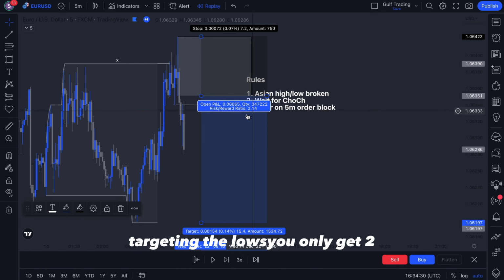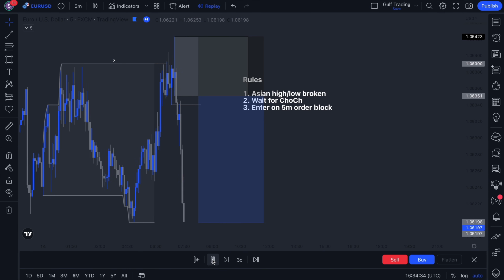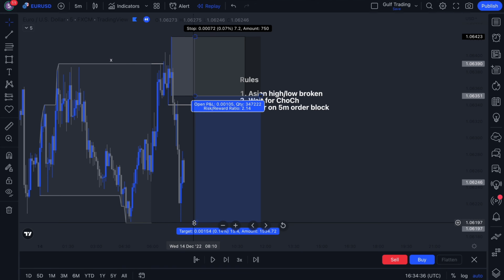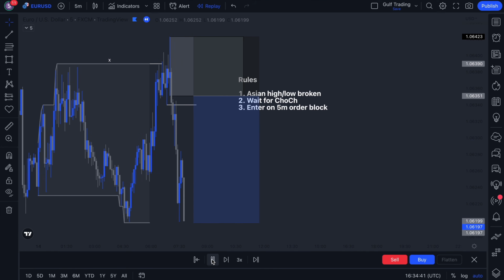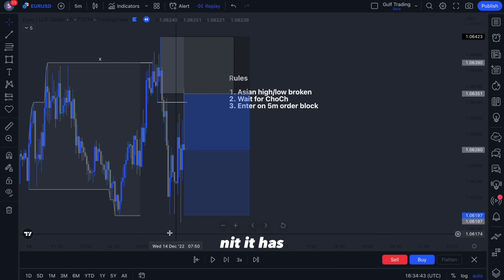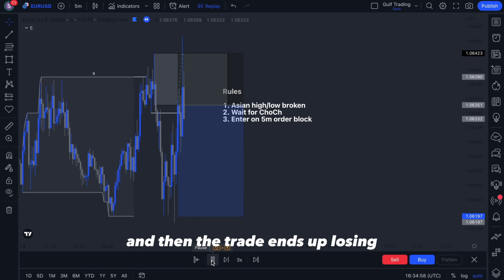Targeting the lows, you're going to get 2%, so maybe you want to avoid it, but anyway, we'll just leave it. Price hasn't taken out the Asian lows yet. Okay, now it has. And then we get tapped in, and then the trade ends up losing.